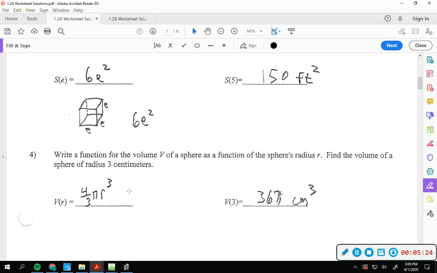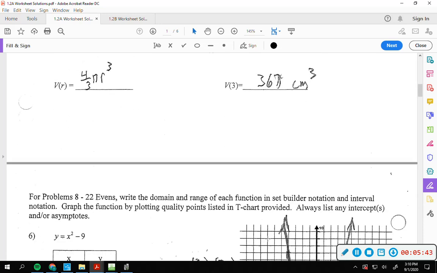Then it wants you to find the volume if the radius is 3. 3 cubed. Again, I'm going to talk through this to make sure. 3 cubed is 27. 27 divided by 3 is 9. 9 times 4 is 36 pi. Don't forget, volume is units cubed. Okay, hopefully everybody has that down.